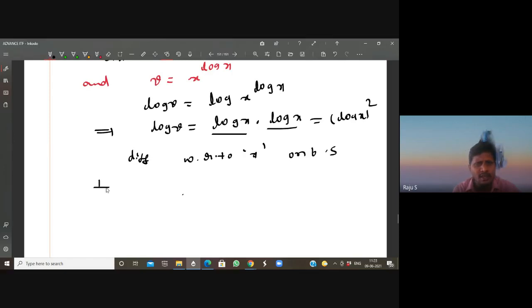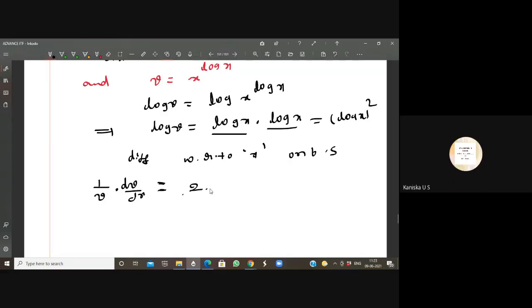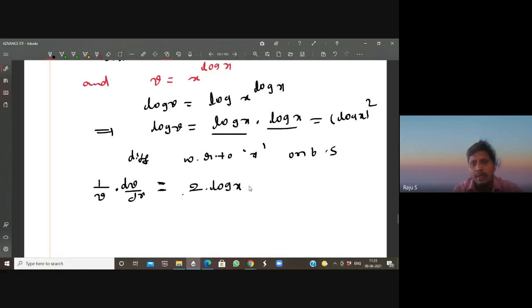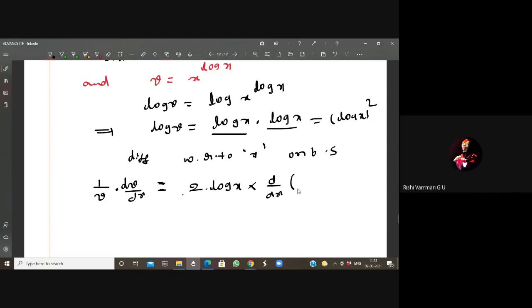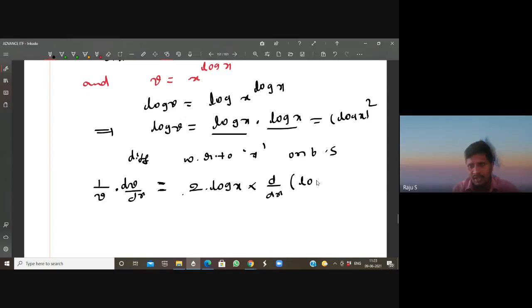Very easy again, as it is 1 by v dv by dx on the left side. The right side is (log x) whole square. Now see here, it is not a function power constant. It is in the form of x square. Anyone, what is the x square derivative? 2x. Am I right? 2 into log x into the derivative of log x. So I applied the chain rule.